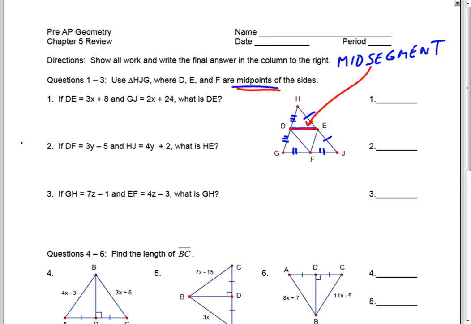If you see the term mid-segment involved, that means that each of these points, D, E, and F, would be midpoints. Be careful. You're going to be jumping between dealing with angles on this next test and dealing with sides. Always make sure that you know what you're dealing with. What are these things? Sides or angles? Sides. DE is right in the middle there. GJ is one of the sides.